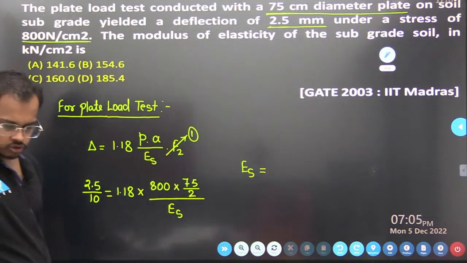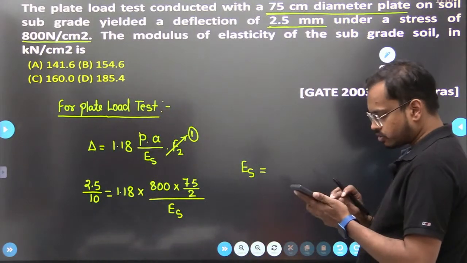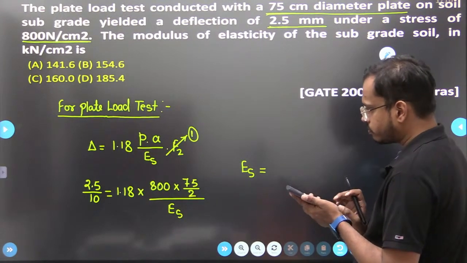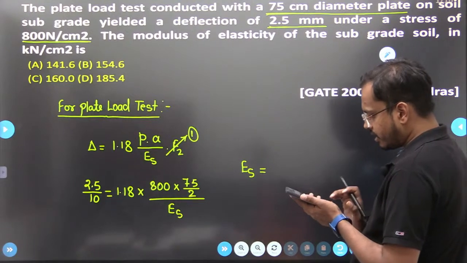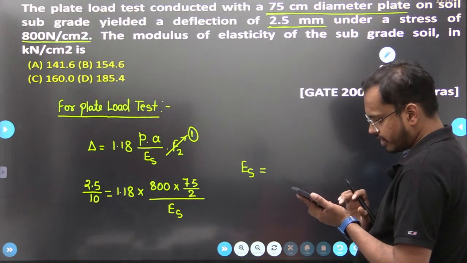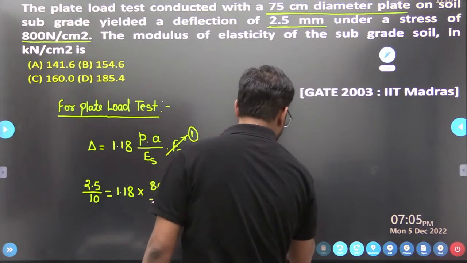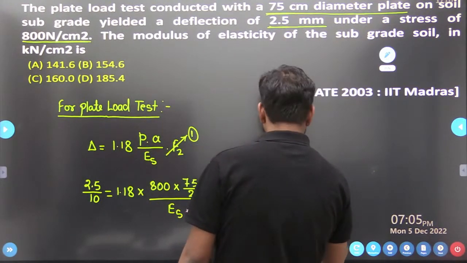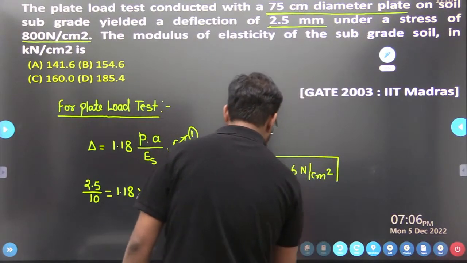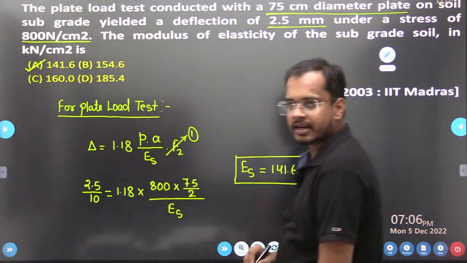Now see, the value of Es is equal to, where is my calculator? Here is my calculator. To calculate Es: 800 multiplied by 75 divided by 2, multiplied by 1.18, divided by 2.5 divided by 10. The value is 141.6 newton per centimeter square. This is the value of Young's modulus of elasticity. So the Young's modulus of elasticity is 141.6 newton per centimeter square. That means option A is correct. Clear?